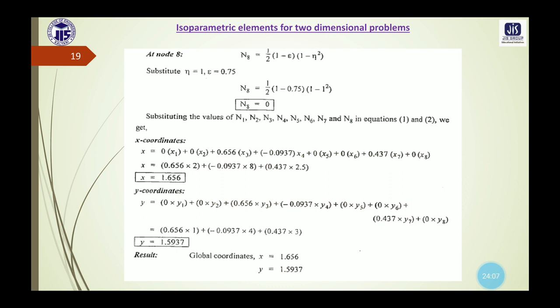Next we have used the formula of the coordinates x and y. There we have entered the values of the 8 different shape functions and the given x coordinates and y coordinates for the 8 different nodes of this quadrilateral element. And in this way we have calculated the values of x and y, which are the global coordinates for the given quadrilateral element.